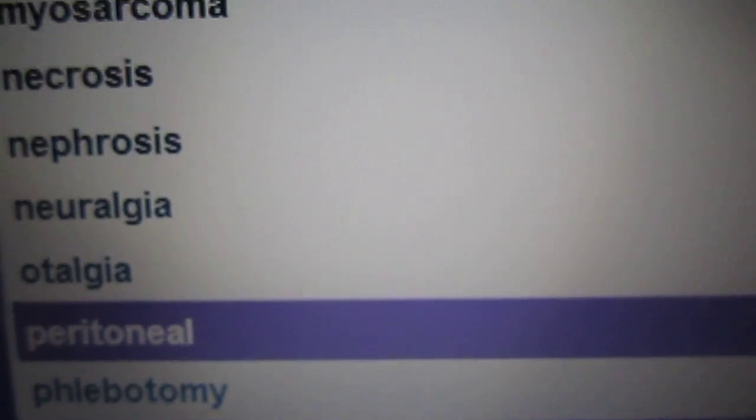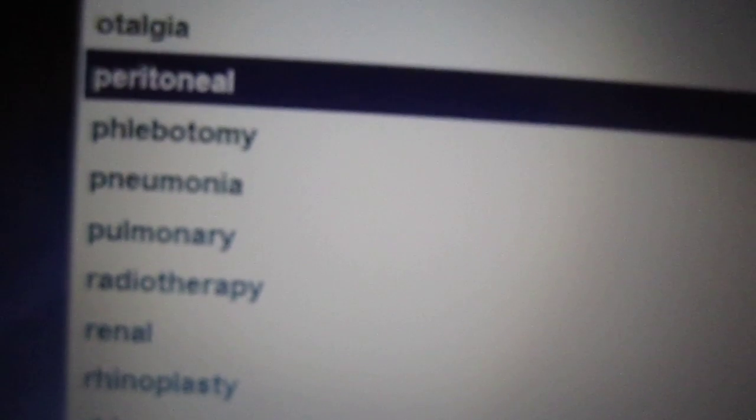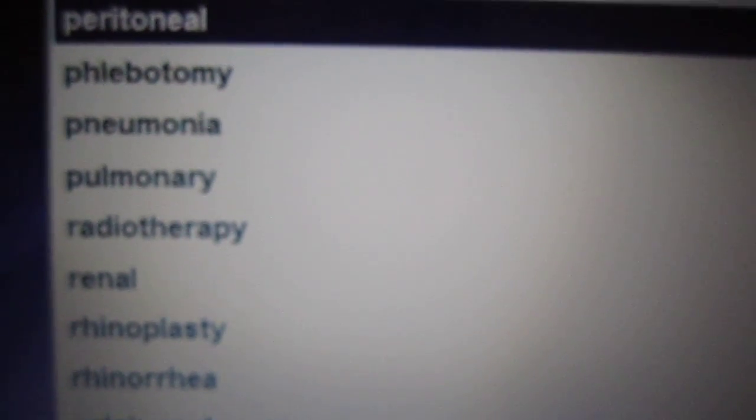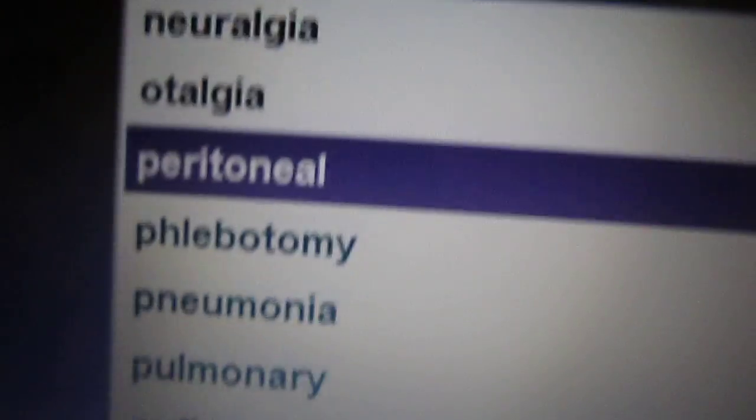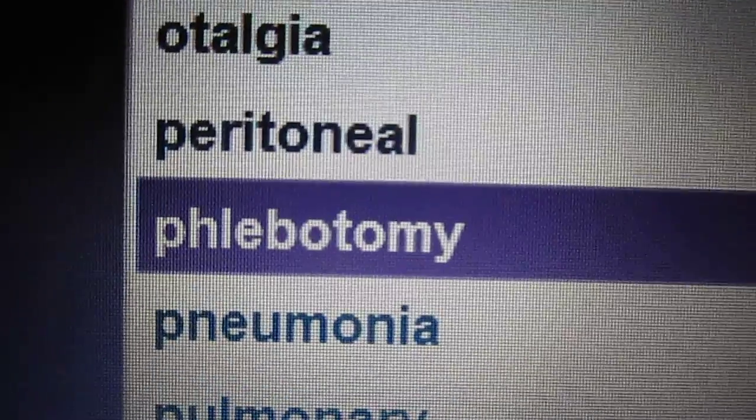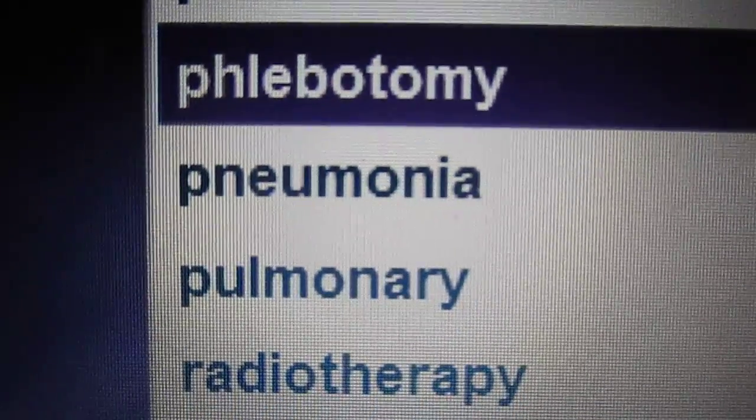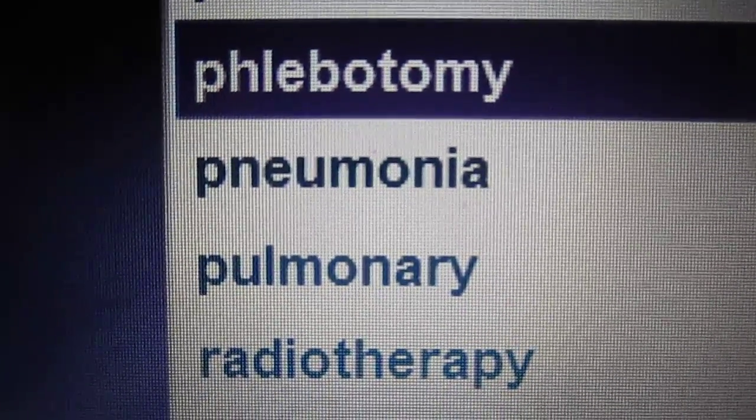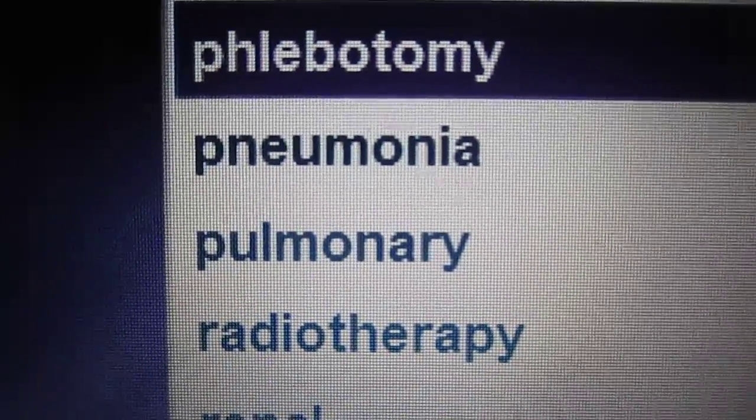Peritoneal. Peritoneal means pertaining to the peritoneum. The peritoneum is a double-layered membrane surrounding the organs of the abdominal cavity and attaching them to the abdominal wall. Phlebotomy. Phlebo, P-H-L-E-B-O, means vein. Phlebotomy is the incision of a vein for the removal of blood or the insertion of an intravenous catheter.